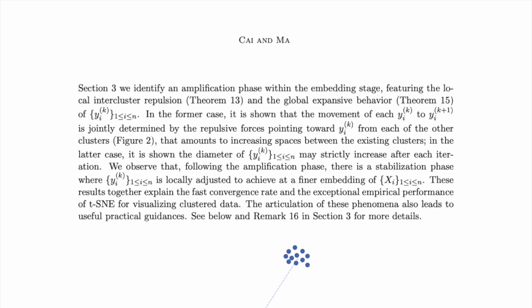In the latter case, it is shown the diameter of y_i^k, 1 ≤ i ≤ n, may strictly increase after each iteration. We observe that following the amplification phase, there is a stabilization phase where y_i^k, 1 ≤ i ≤ n, is locally adjusted to achieve a finer embedding of x_i, 1 ≤ i ≤ n. These results together explain the fast convergence rate and the exceptional empirical performance of t-SNE for visualizing clustered data. The articulation of these phenomena also leads to useful practical guidances. See below and Remark 16 in Section 3 for more details.